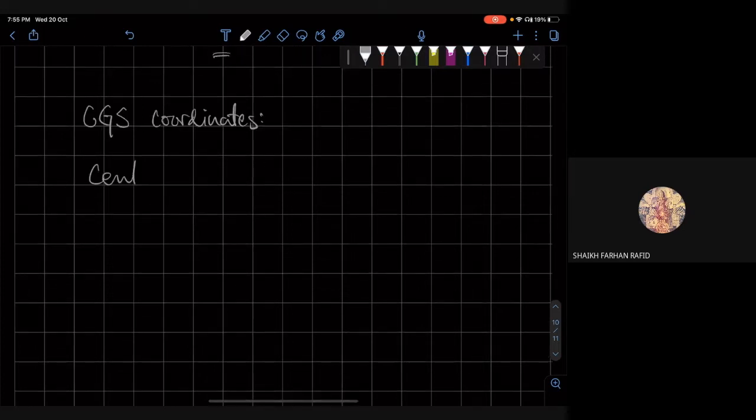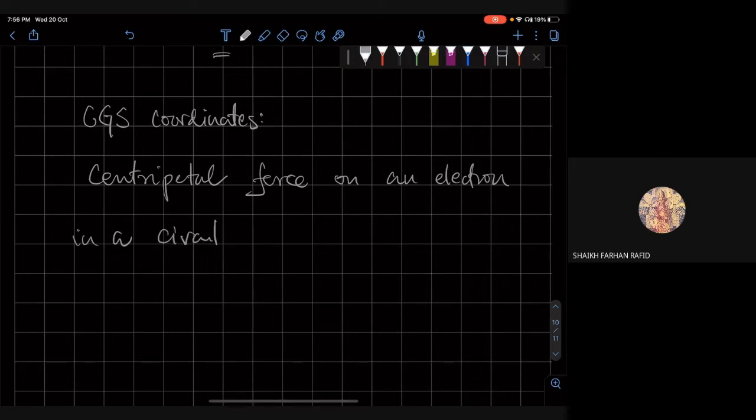So what is the centripetal force on an electron in a circular orbit? So, okay, I should back up a little bit and say why. So we are assuming circular orbits as a simplifying assumption. Okay. We can take elliptical orbits, but the analysis will be more difficult.